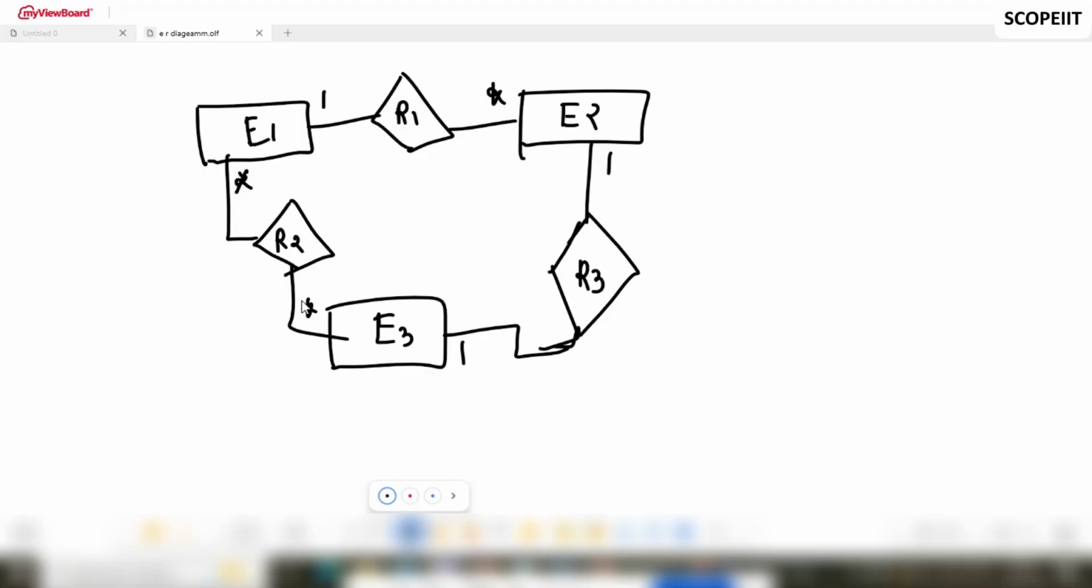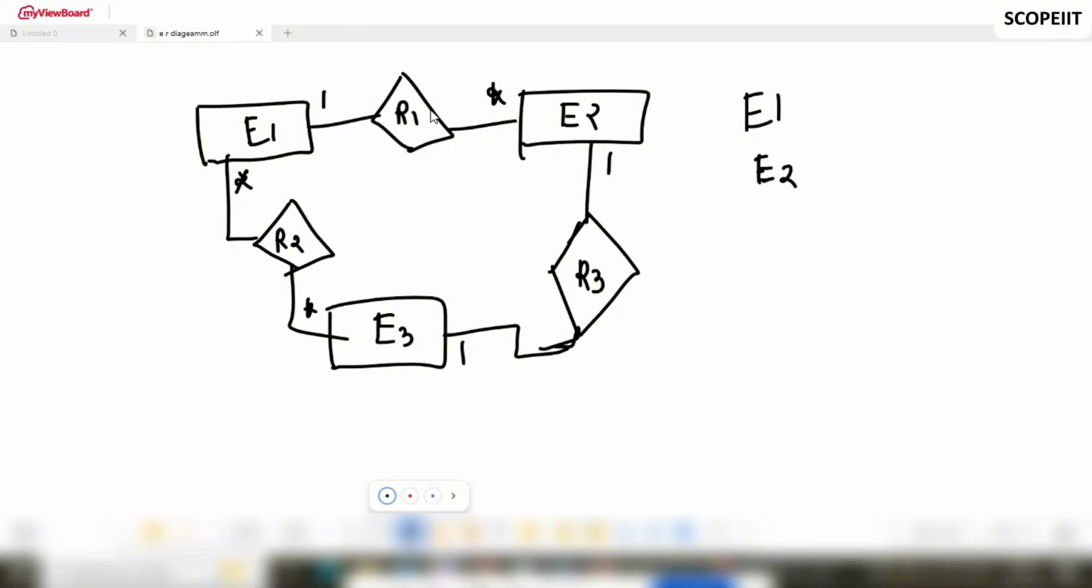Okay, the question is, this ER diagram can reduce to how many tables? That means, minimum how many tables are required to represent this ER diagram. Now see how to find this type of question. Here, one to many means how many tables will be created? Two. So here one table will be E1 and another table will be E2.